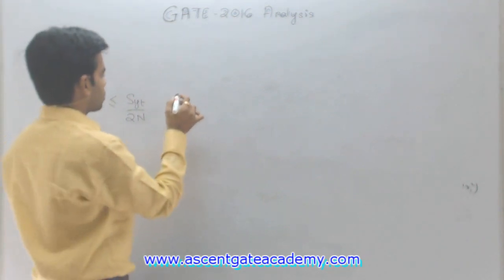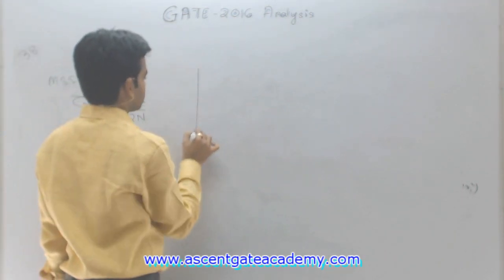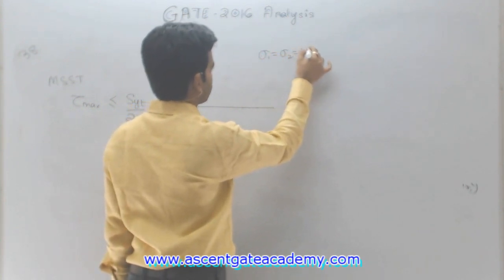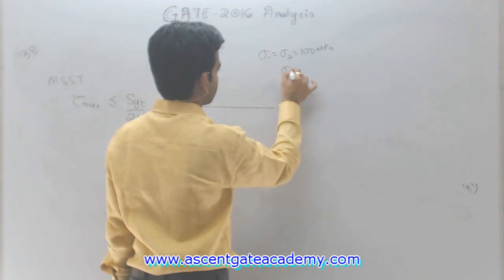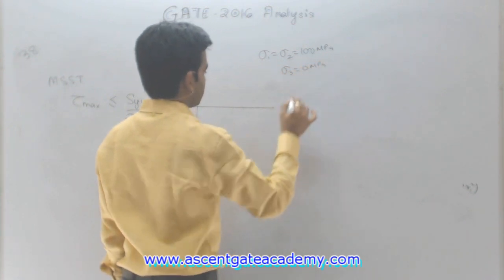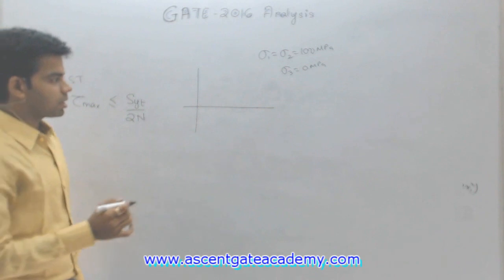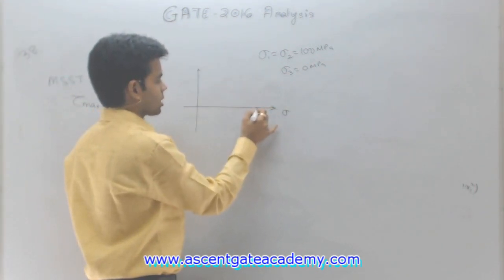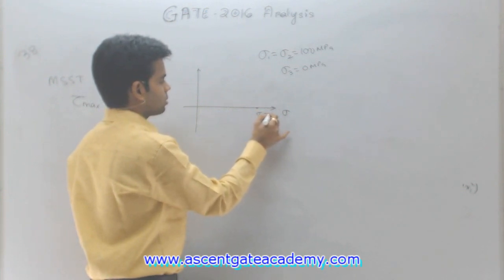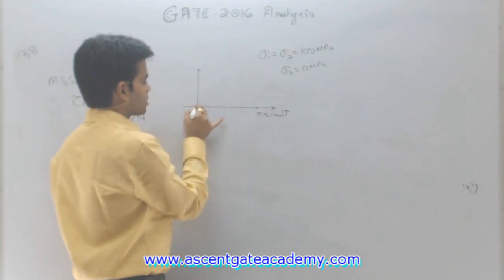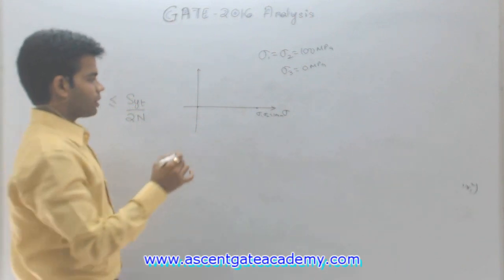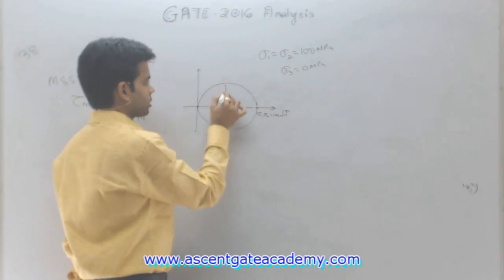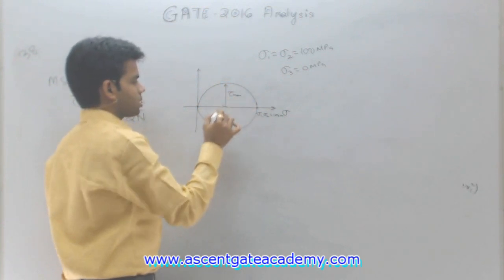Okay, now what is this tau max? Sigma 1 and sigma 2 are given. Sigma 1 is equal to sigma 2, which is equal to 100 megapascal. This is given, and sigma 3 given is 0 megapascal. So what will be the maximum shear stress in this particular case? If I plot this in Mohr circle, this point is sigma 1 and sigma 2, which is equal to 100 megapascal, and this is sigma 3, which is equal to 0. If I draw the circle between these two, maximum shear stress is nothing but the radius of this circle. This is tau max.